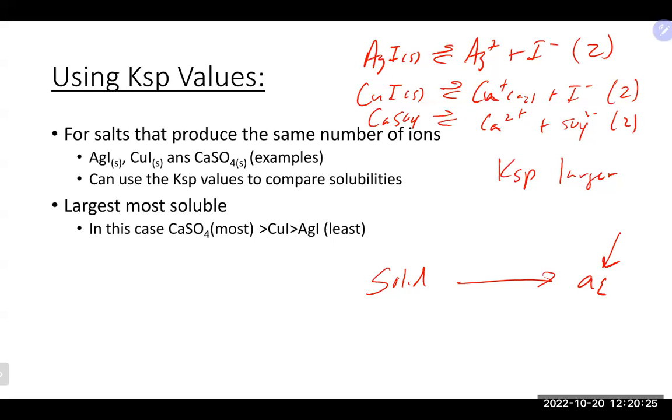So in this case, if you did look up the KSP values, we would see that the larger KSP value is for our calcium sulfate. Our lowest would be for our silver iodide. So the silver iodide would be the least soluble of those all. So it would probably come out of the solution last in that particular case.